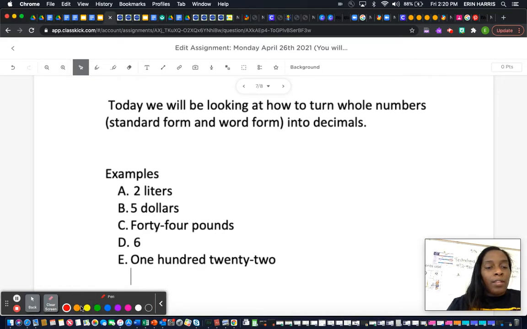And you guys, this is fairly simple, okay? I don't want you guys to overcomplicate this. So if you were reading a problem and it said 2 liters in there, you would just put this into decimal form by putting a 2, a decimal, and then you would add zeros there, okay? $5, if I was writing $5 as a decimal, I would write 5 decimal 0 0. You can put a money sign there.